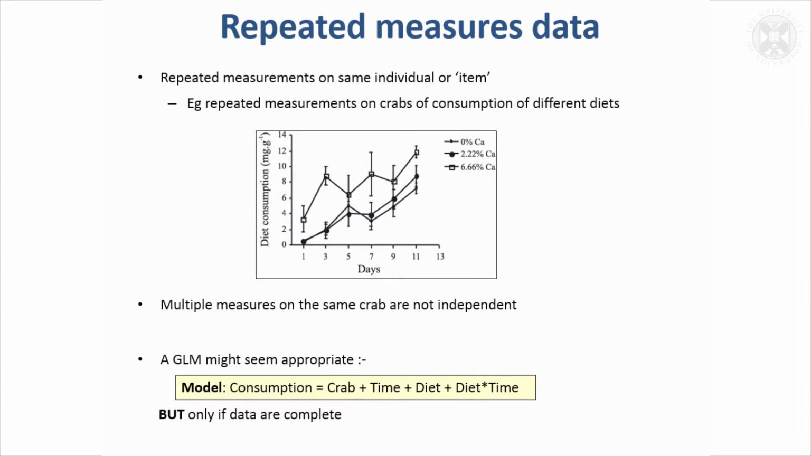And you might think, well, that's simple, I'll just fit the crab identity in my model and that'll be fine. And sometimes it is possible to use that model, but only if the data are complete, because you need to be very careful not to treat this data as independent because it's coming from the same crabs. You need to take that into account.